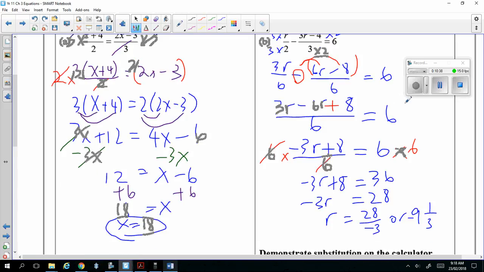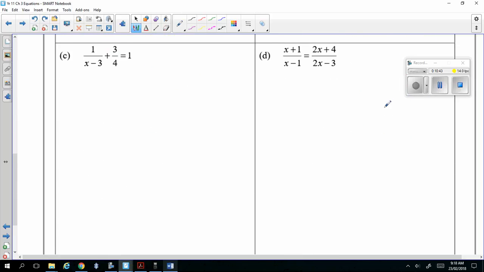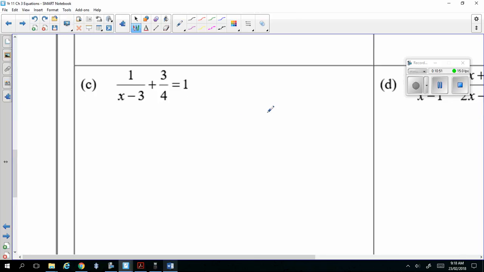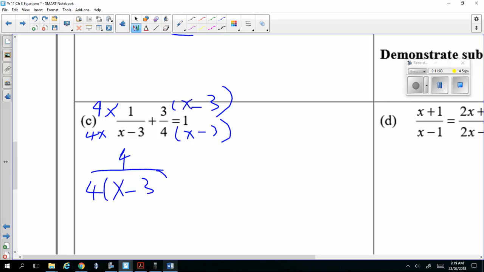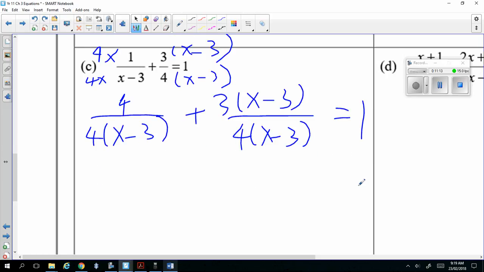Alright, let's move on to the next question. Another fraction question. So how do I do this one? Same thing, make a common denominator. So you just times by 4 and times by 4. The other one is x minus 3, x minus 3, right? So you get 4 over 4 bracket x minus 3 plus 3x minus 3 over 4 bracket x minus 3 equal to 1. So we make a common denominator, and then we can see this is 4 plus this over the same thing.